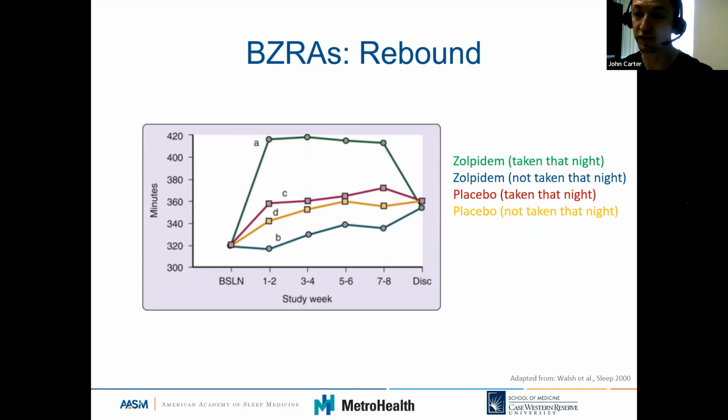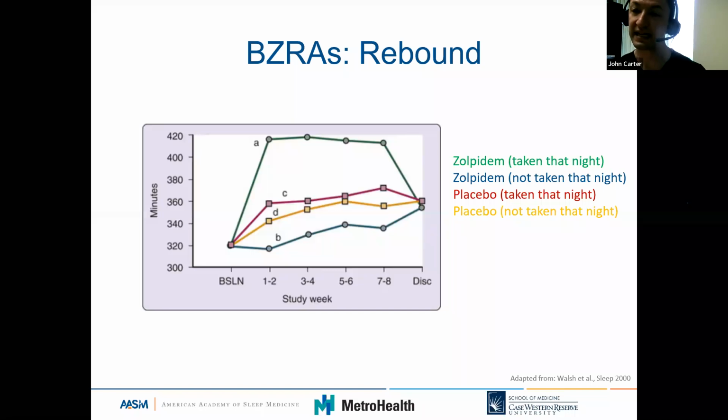There is the potential for rebound when discontinued, but what this slide is showing you is that intermittent usage is probably as effective as every night usage in the benzoreceptor agonists. It's a little bit hard to read, but A and B, the green and the blue, are zolpidem. So these are patients in the group that was prescribed Ambien. The nights that they were taking it, and this is total sleep time, are shown in green. The nights that they weren't taking it are shown in blue on the bottom, that's B.